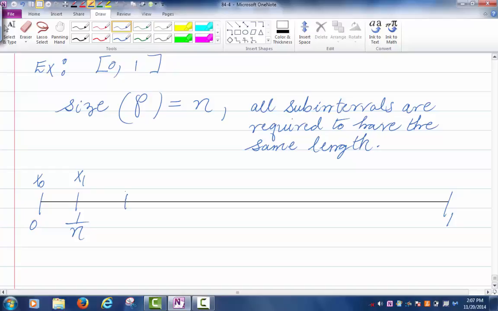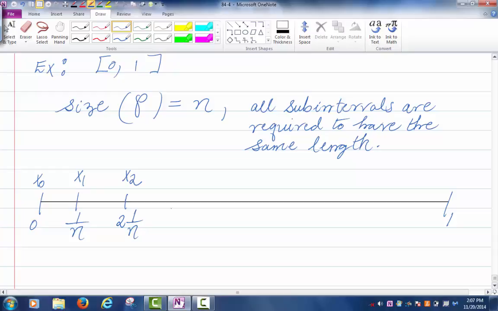All right, someone tell me what's this third partition point? It'll be 2 over n, right? It'll be 2 times 1 over n, or 2 over n, because you want the length of the second subinterval. What's the length of the second subinterval? 2 over n minus 1 over n, which is exactly 1 over n. That's what you want.